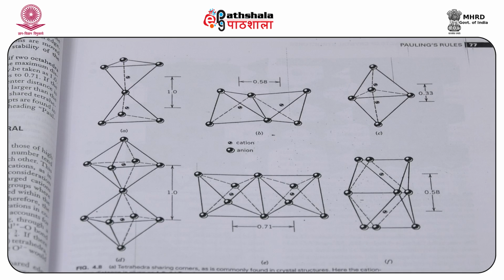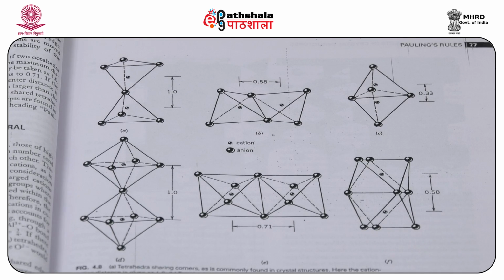In this case, when sharing of edges occurs, the shared edges contract to reduce the repulsive charge between the cations, and the cations are displaced from their polyhedral centers, which leads to a different symmetry also away from the shared edges. This is the variation from rule 2 to the sharing of the polyhedral cations.